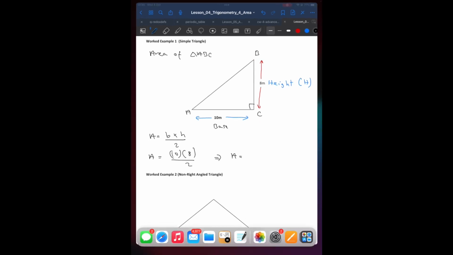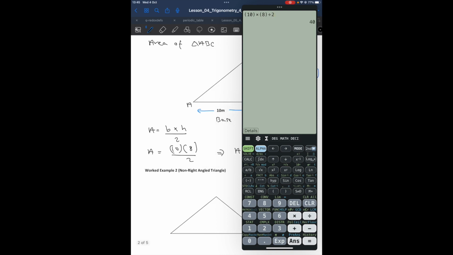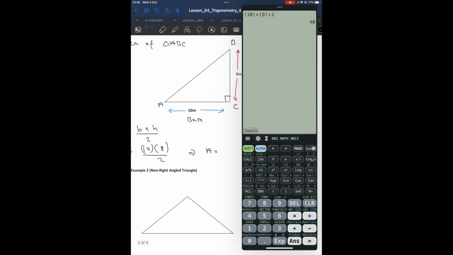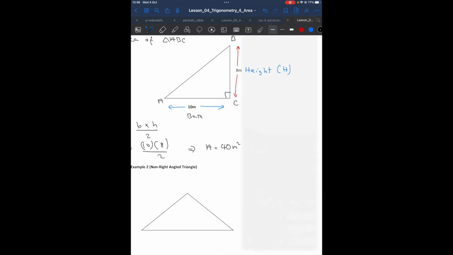So if I bring up the calculator, so if I clear this, if I just type the calculation into the calculator, 10 times 8 divided by 2, I get 40 meters squared. So the area of this triangle is going to be 40 meters squared. That's your final answer.